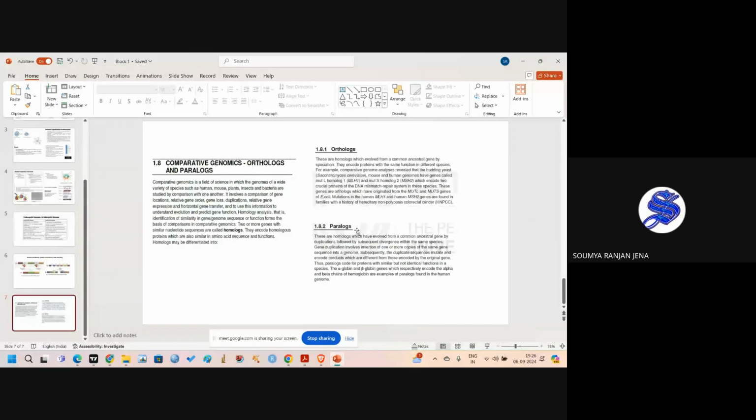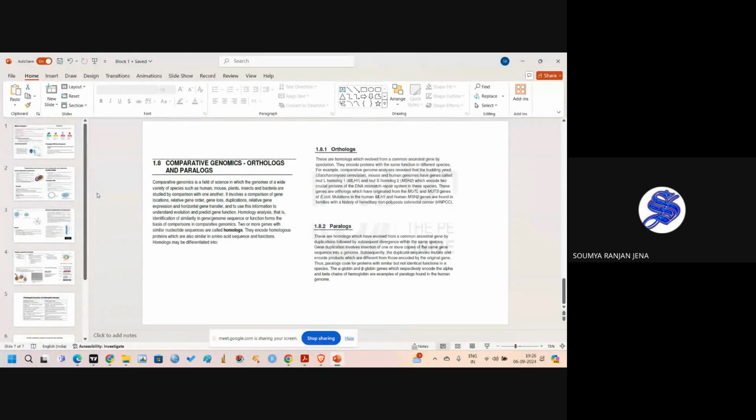Paralogs are homologs which have evolved from a common ancestral gene by duplication, followed by subsequent divergence within the same species. For example, in hemoglobin, the globin genes are duplicated to form alpha globin and beta globin, encoded by the alpha and beta genes of hemoglobin, and this is called a paralog structure.